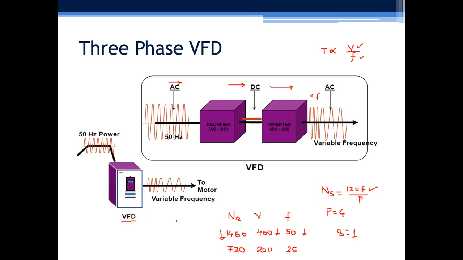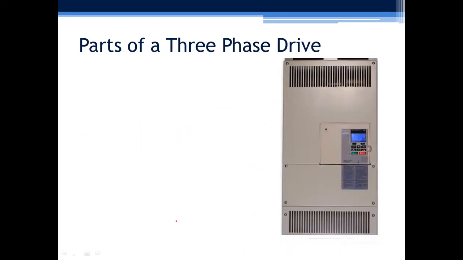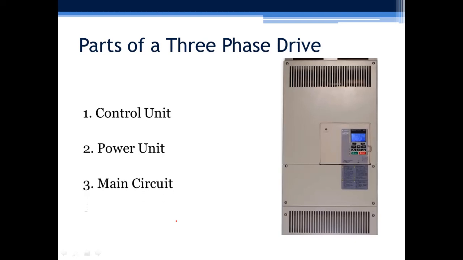Now let us go into the detail. Let us understand the different parts of a three-phase induction motor drive. First, it has a control unit. Second, it has a power unit. Third, it has a main unit. The control unit is responsible for controlling the parameters of the drive. You can program it. The power unit is responsible for giving power to various units of the drive, that means isolating power between low power and high power areas. And the main circuit will actually do the task of power generation for the drive application.